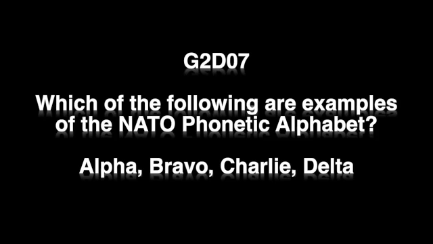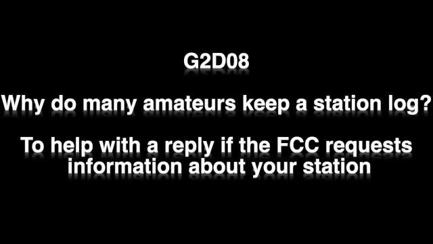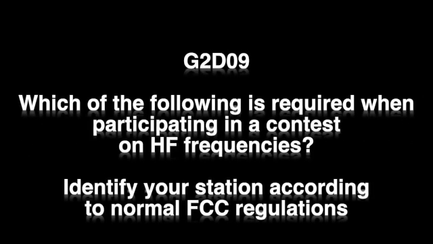G2D07. Which of the following are examples of the NATO phonetic alphabet? Alpha, Bravo, Charlie, Delta. G2D08. Why do many amateurs keep a station log? To help with a reply if the FCC requests information about your station. G2D09. Which of the following is required when participating in a contest on HF frequencies? Identify your station according to normal FCC regulations.